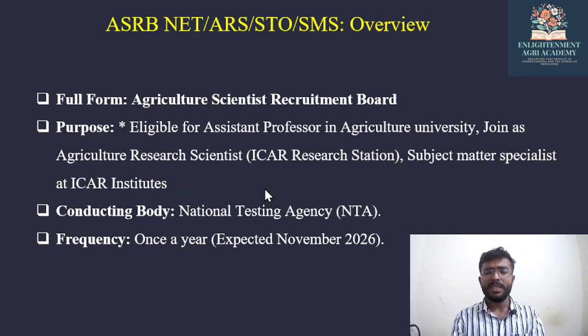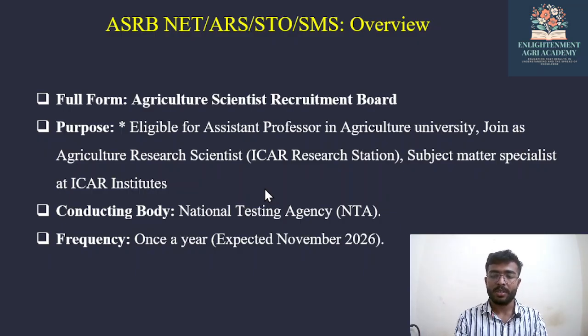Then what is the purpose of this examination after you qualify for NET and ARS? If you qualify for NET, then you become an assistant professor in an agriculture university. When you qualify prelims for ARS, then you get the mains examination, then the interview, and then you are selected as an agriculture research scientist in an agriculture research station or institute, and also as a subject matter specialist plant pathologist in some institutes. Here the conducting body is the National Testing Agency, and the examination frequency is once in a year, expected in November 2020-26.